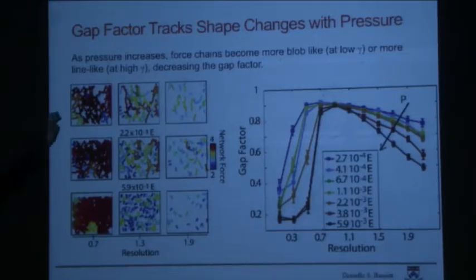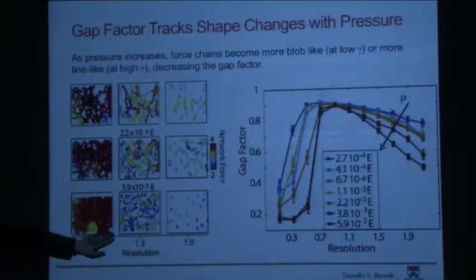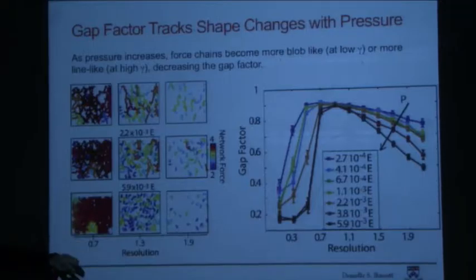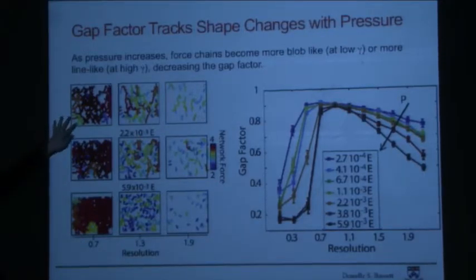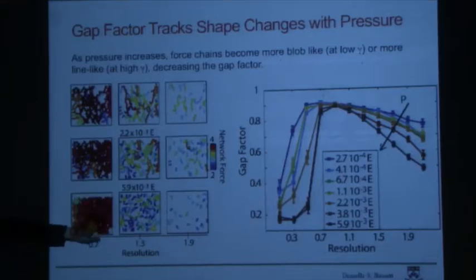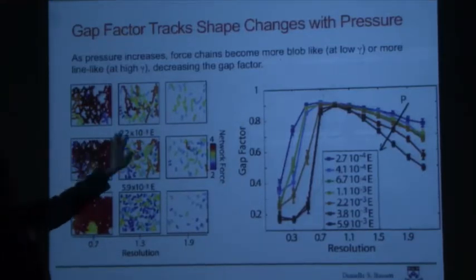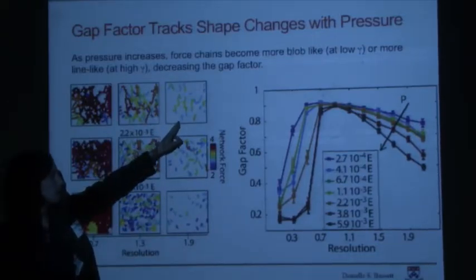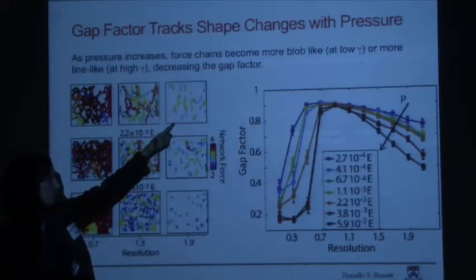Here you can see the structure at a low pressure and then at a high pressure as a function of resolution. Just by eye, you can see a few things. As we go from low pressure, we get a lot of holes, and then at high pressure, we don't get as many holes. You can also see that at the higher resolution parameter, at low pressures, we get more like lines or chains.